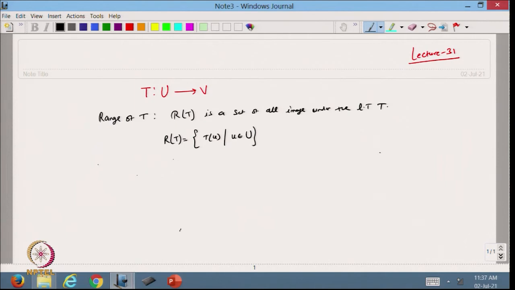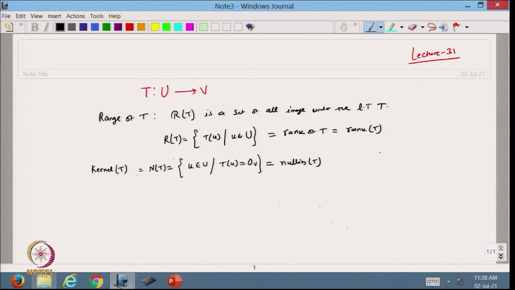Another thing I want to define is the null space or kernel of T. We just call it N(T), and I call it the kernel of T. This is the set of all u belonging to U such that T of u maps to the zero element of V. And from the previous knowledge we also know that the dimension of the range is called the rank of T, represented as rank of T, and the dimension of the null space is the nullity of T.